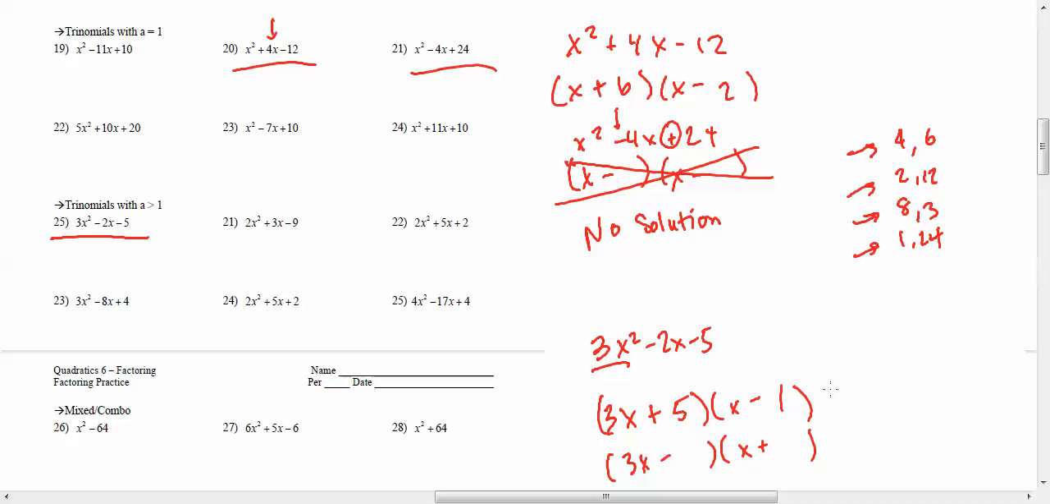I'll do it in my head. I know that the first times the first will be 3x squared. I know the last times the last, 5 times negative 1, will give me the negative 5. The question I need to ask myself is, will the middle term add up to be negative 2? 3x times negative 1 is negative 3x. 5 times x is positive 5x. So 5x minus 3x is positive 2x. Darn, close. But that's also not the right answer.